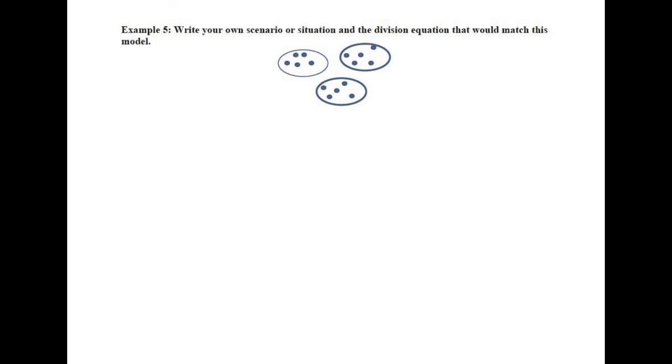This one says write your own scenario. You can if you like, but I'm not going to require it. The idea is you start with 15 and you want to group them either 5 in a group, so how many groups are there? Or you start with 15 and you have 3 groups. How many are in each group?